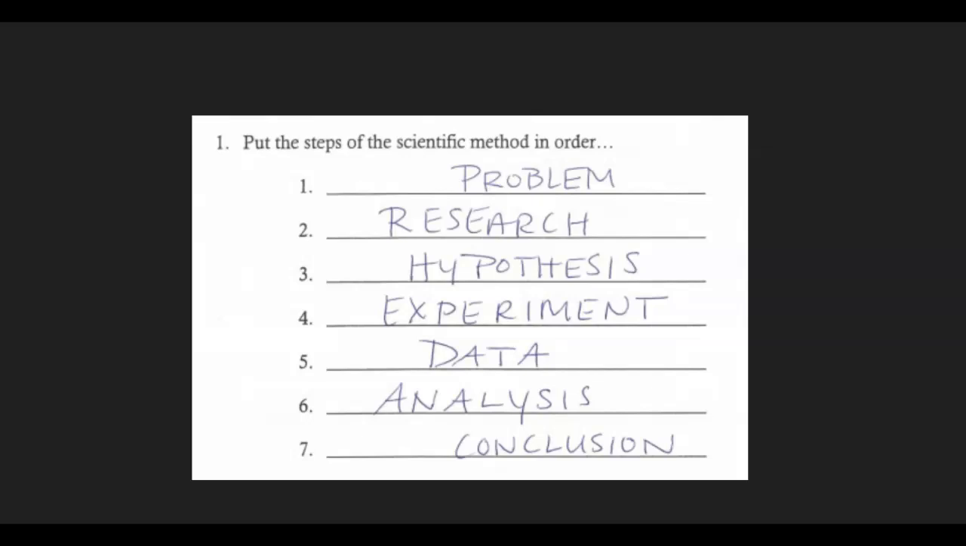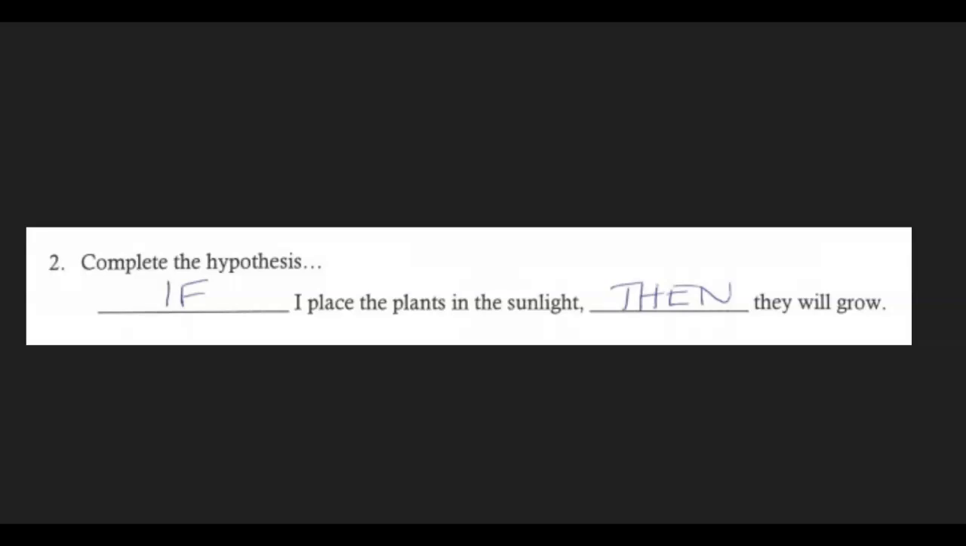So the first thing to do is identify your problem. The second thing to do is to do research regarding your problem. The third thing to do is to develop a hypothesis, what you think is likely to happen. Then the next thing to do is to experiment to determine if your thoughts were correct. Next, you want to gather your data. Then you would like to analyze the data that you gathered to finally draw your conclusion. So it's problem, research, hypothesis, experiment, data, analysis, conclusion.